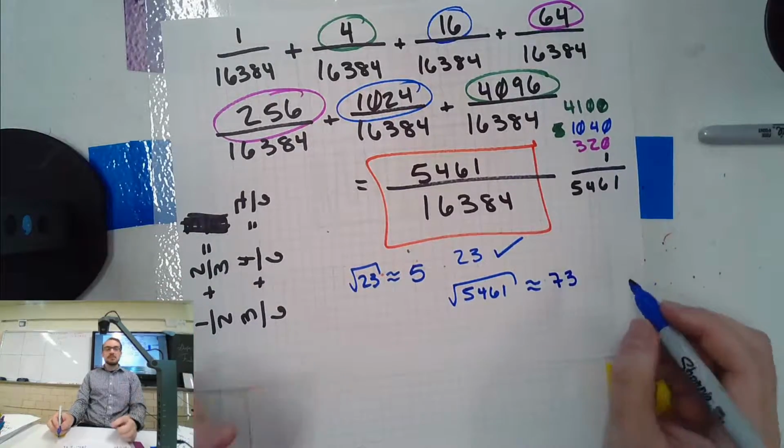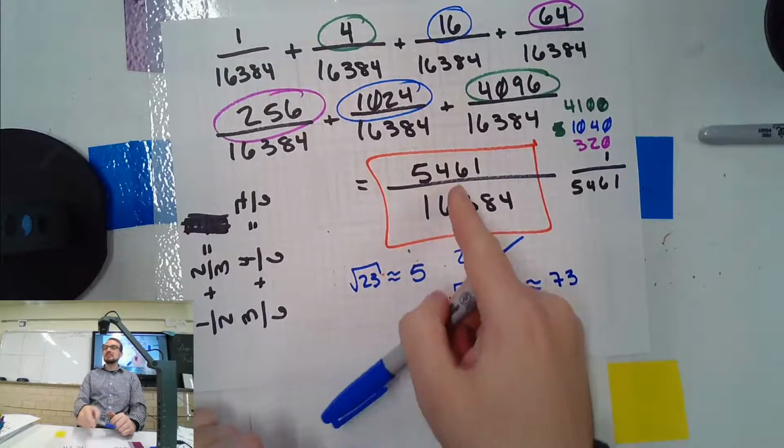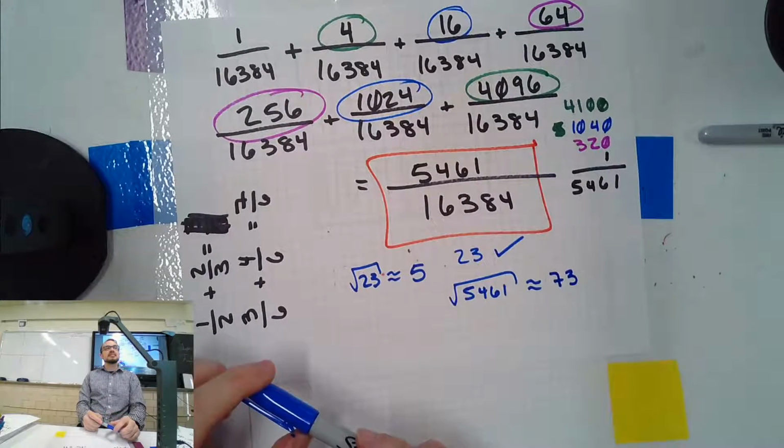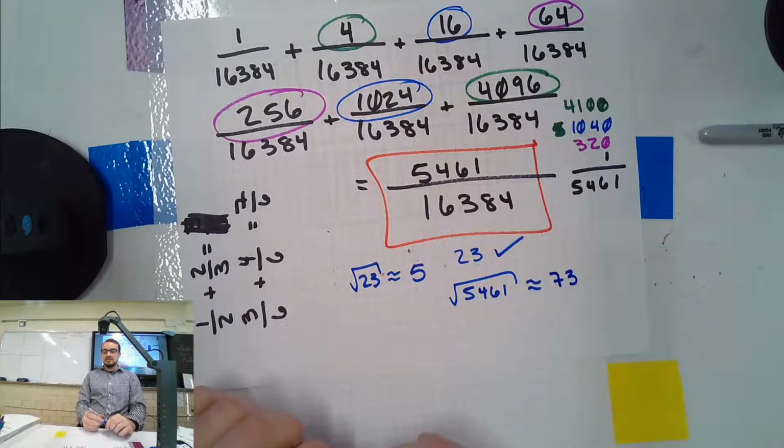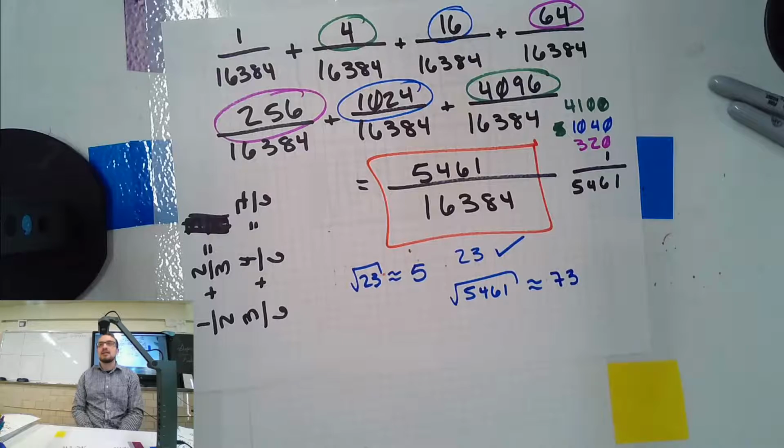Okay, so we need to check up to 73. It could be worse. 73.89857914. Boring, no one cares. All right, so we'd have to check up to 73. Is 5461 a prime number? You know an easier way to check?